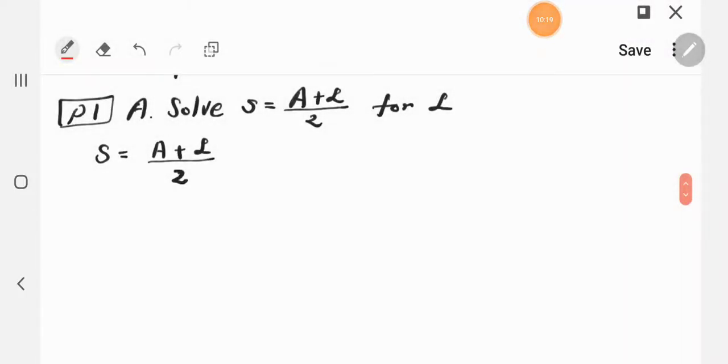Okay, problem 1. Why don't you try this one? Pause this and then finish this problem 1, A, B, and C.